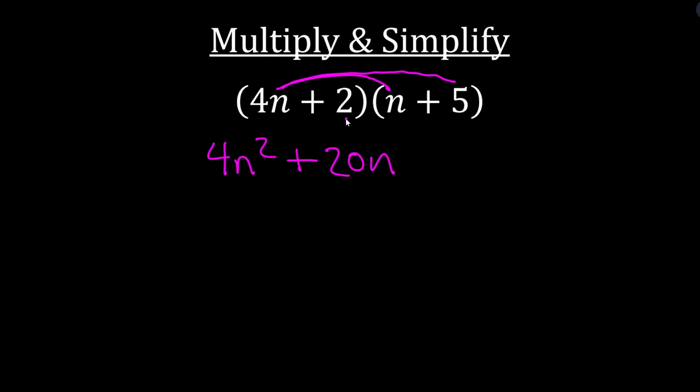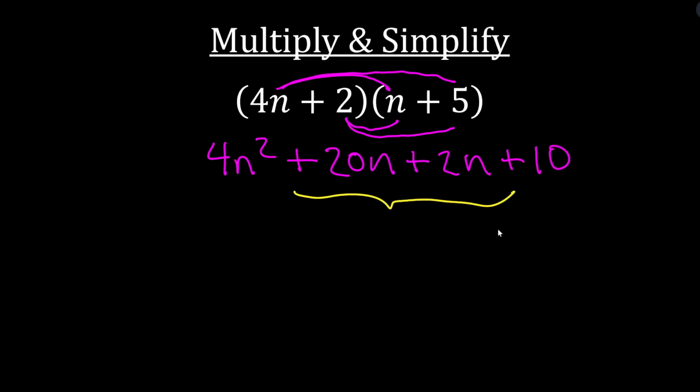All right, now moving on to the inner. Plus 2, so positive 2 times n, that's just 2 times n, 2n. And then finally, positive 2 times positive 5. 2 times 5 is 10, so we have a plus 10, and now hopefully we see these two like terms, which is very often the case, but not always.